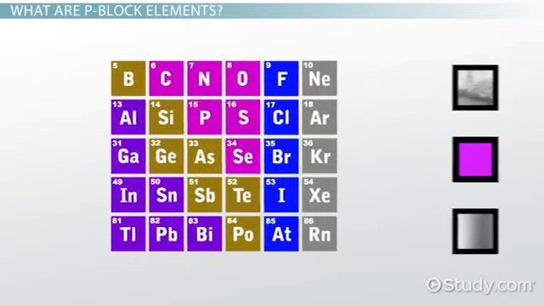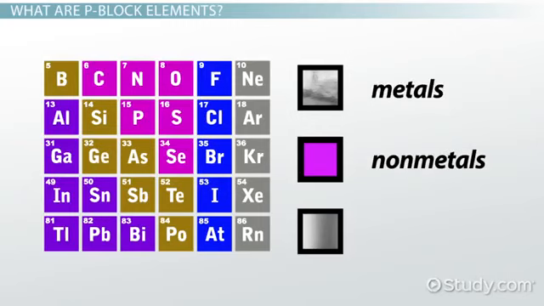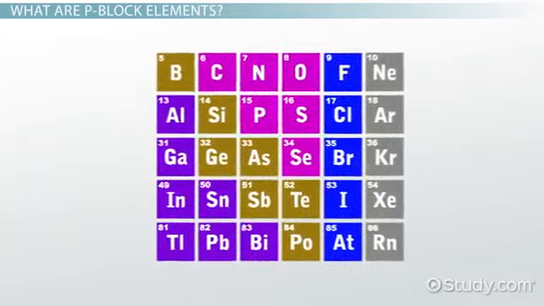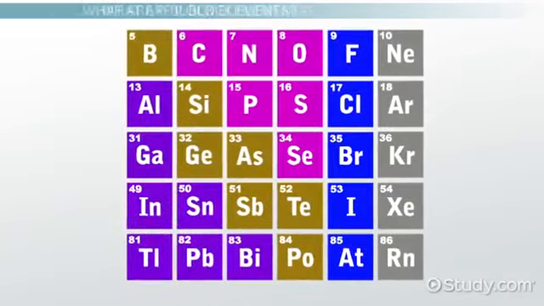The p-block is home to the biggest variety of elements and is the only block that contains all 3 types of elements: metals, nonmetals, and metalloids. Generally, the p-block elements are best described in terms of element type or column number.